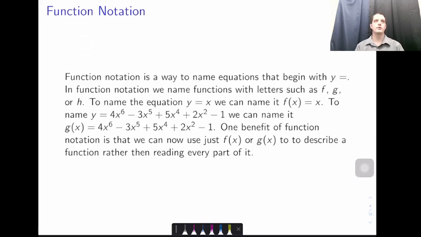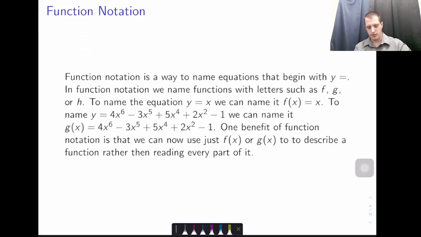To name y equals 4x to the 6th minus 3x to the 5th plus 5x to the 4th plus 2x squared minus 1, we can name it g of x, where g of x is equal to 4x to the 6th minus 3x to the 5th plus 5x to the 4th plus 2x squared minus 1. As I kind of got tired reading that, one benefit of function notation is that we can use f of x or g of x to describe a function rather than reading every part of it.